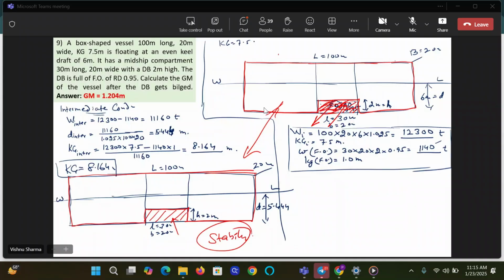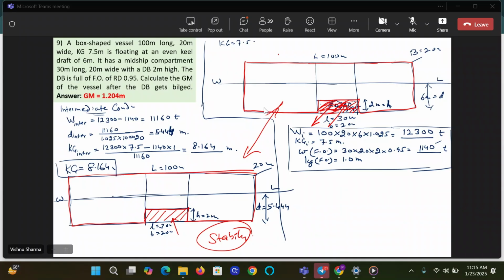And you know how to calculate the GM when the empty compartment is bilged. So you can bilge the intermediate condition and get the GM. The same will be the GM for the initial condition bilging. Yes or no, beta? Am I right? Now, there you did not know how to deal with the liquid, but when you are bilging in the intermediate condition, you are bilging an empty DB.